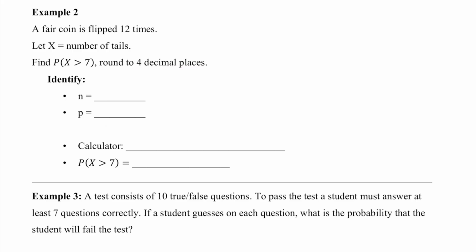First, let's identify the values. N is the number of trials. Since we flipped the coin 12 times, N is 12. P is the probability of success, and success is the number of tails. So P is the probability of getting tail on each flip. Since the coin is fair, the probability of getting tail is 50%, which is 0.5.